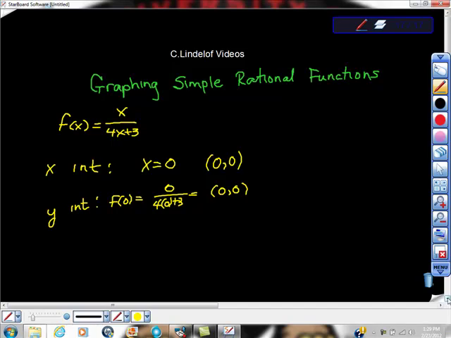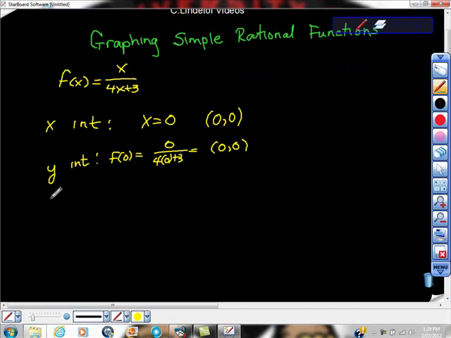What else do we need? What's next? Good job. So vertical asymptote. How do you find the vertical asymptote? Is it this equal to 0 or this equal to 0? Vertical is the bottom one. Make a note to yourself.